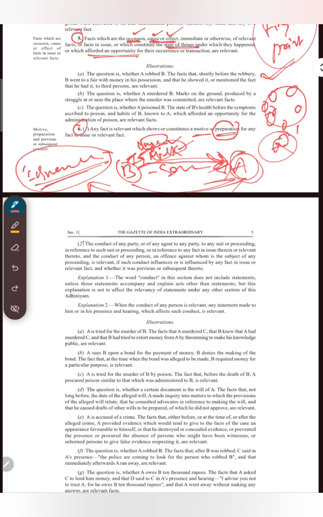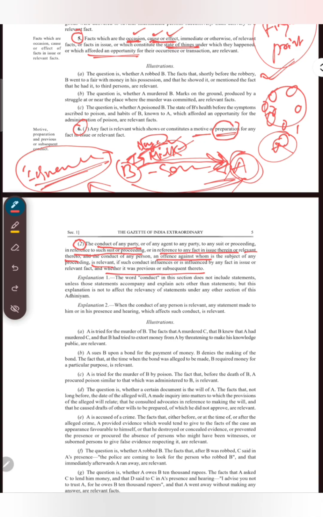And if you go to the second part of section 6, it says the conduct of any party or of any agent to the party to any suit or proceeding in reference to such suit or proceeding, or in reference to any fact in issue therein, or relevant fact, and the conduct of any person, an offense against whom is the subject of any proceeding, is relevant. Okay. If such conduct is influenced by any fact in issue or relevant fact, and whether it was previous or subsequent thereto.